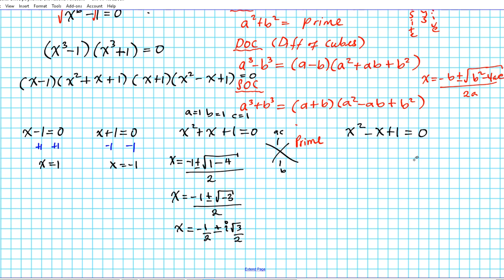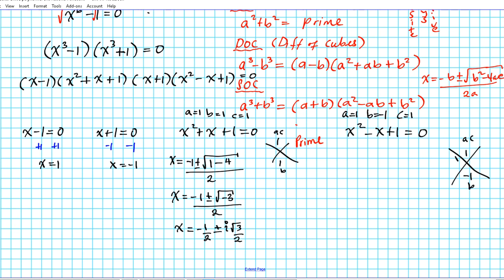Okay, alright, let's take a look at the last equation. Let's see if we can factor this one. For the last equation, a is 1, b is negative 1. In the previous one b was 1, but here b is negative 1 and c is 1. Okay, ac goes on top, b goes on the bottom. ac is 1, b is negative 1. So what two numbers multiply to give you the top and add to give you the bottom?